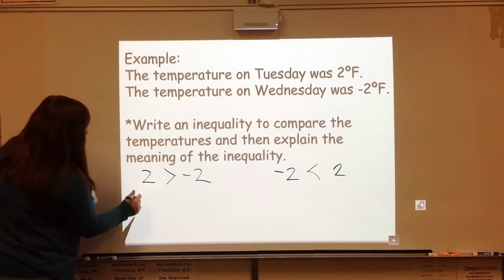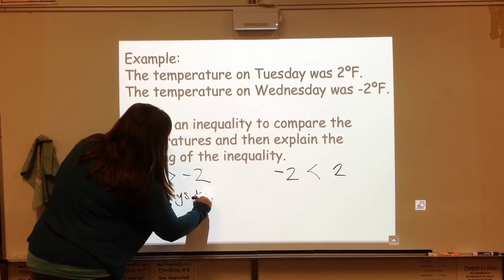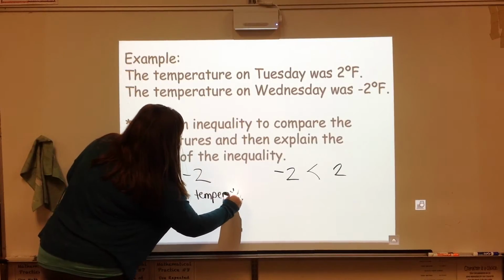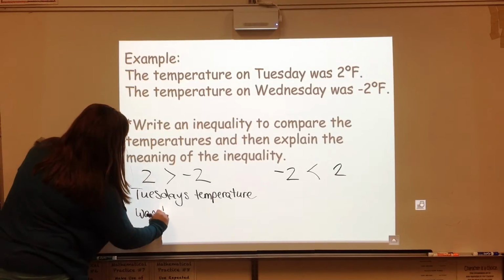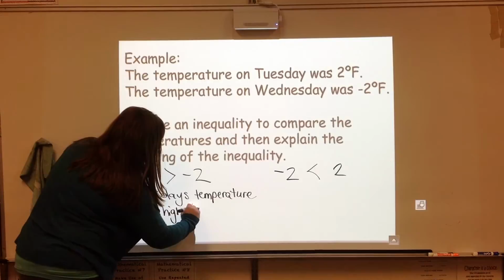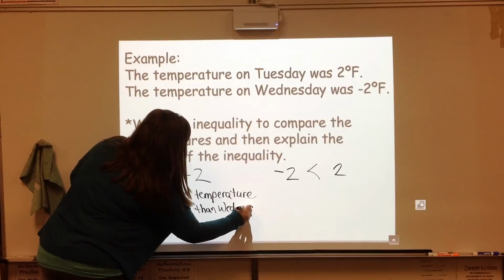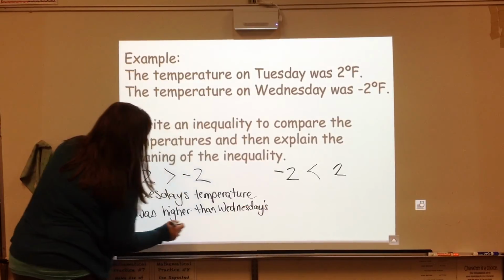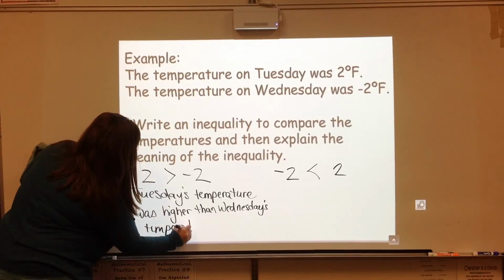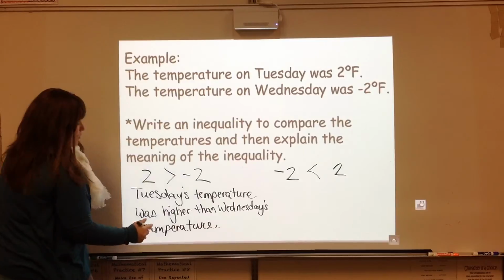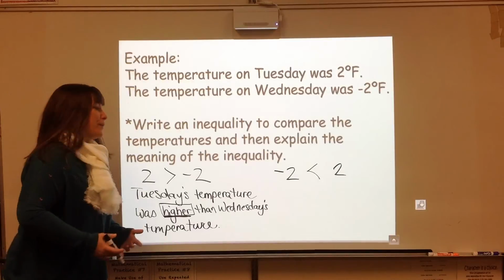So the 2 stands for Tuesday, so we're going to say that Tuesday's temperature was higher than Wednesday's. So we use the word higher when we're talking and comparing those two numbers.